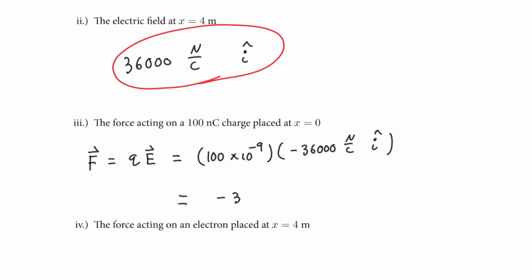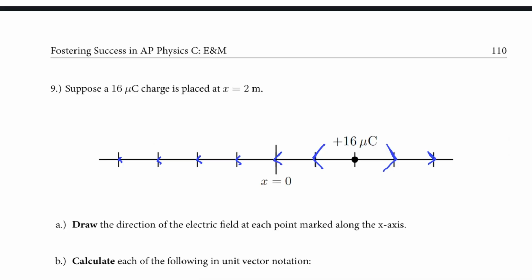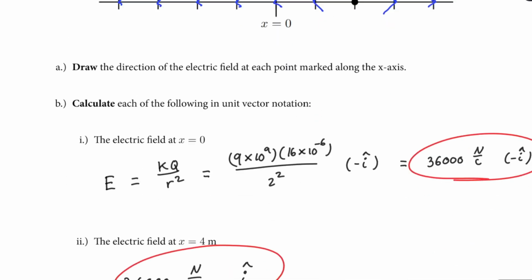So we know it's going to be negative 3.6 times 10 to the minus 3 newtons i hat. Maybe I'll make this i hat a bit more pronounced, so it's something different than the unit. Let's make sense of this. We said this is a force to the left. Does this make sense? If I place a positive charge at x equals 0, absolutely, it's going to get pushed to the left, one, because the field pushes it to the left, and also because it's going to get repelled by that positive charge.